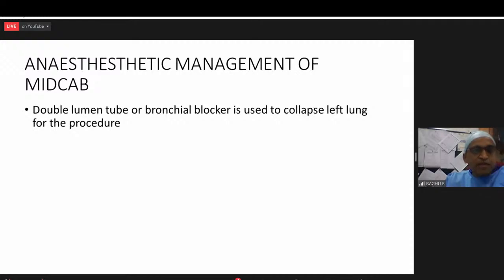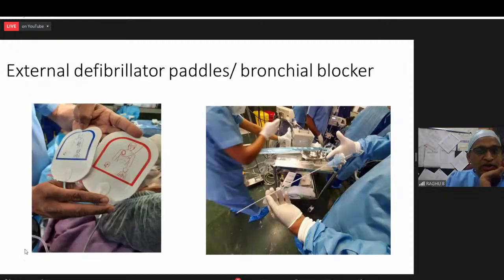And for the anesthesia management for the MIDCAB, you have to collapse the left lung, either by using a double lumen tube or bronchial blockers. And usually when we want to do this thoracotomy, the external defibrillator paddles have to be applied. And this is a bronchial blocker, which can be used for blocking the left lung.